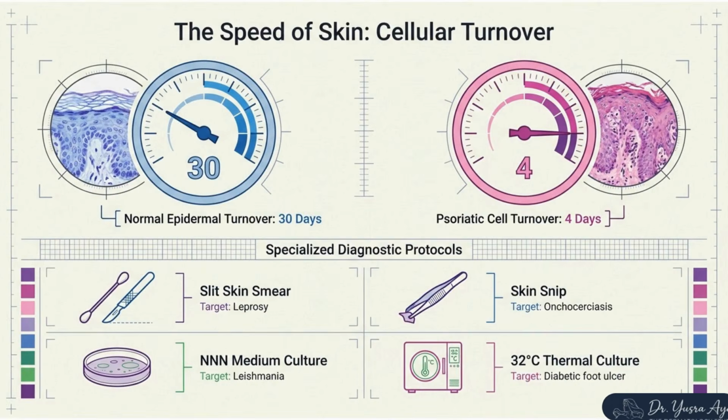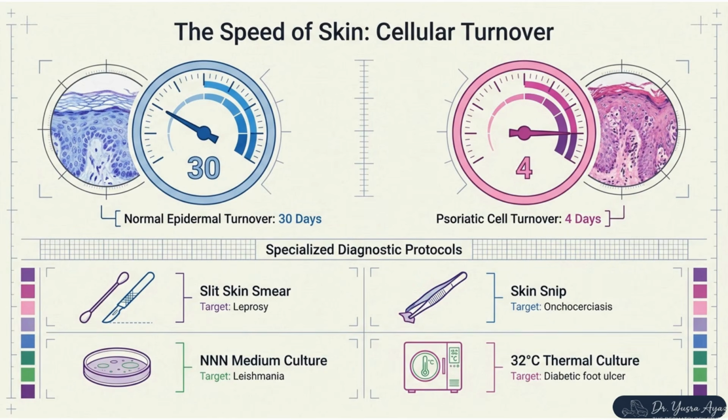Before we jump into pathology, let's first understand how dynamic the skin really is. Skin is constantly renewing itself. Keratinocytes are continuously moving upward from the basal layer toward the stratum corneum. When this process speeds up or slows down, disease patterns appear. Cellular turnover in normal epidermis takes about 30 days. However, in conditions like psoriasis, this can speed up to just 4 days.